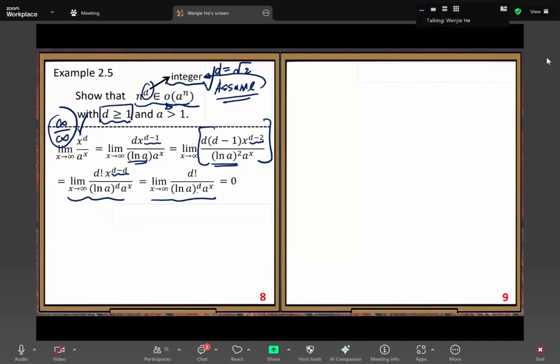So here you can see you need to apply L'Hopital's rule d times, where d is some positive integer. That number of times, then you can stop and find the answer. And this is the simplest case, the positive integer case, but it is not the general case.